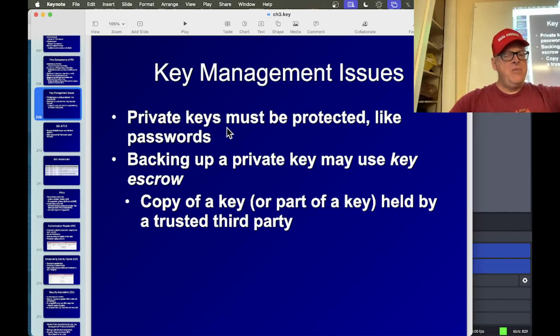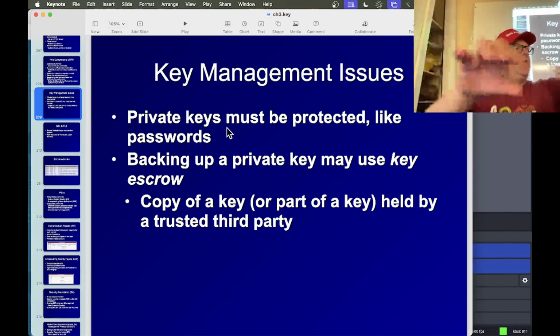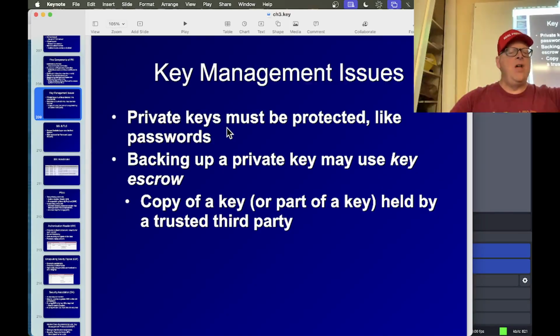So you have to protect your private keys, but you have to back them up or you'll lose them in a server crash. So what you can do is use key escrow, where you break the key into chunks and put chunks in different locations so that the other people have only part of the key, but you can reconstruct the key from what they have.